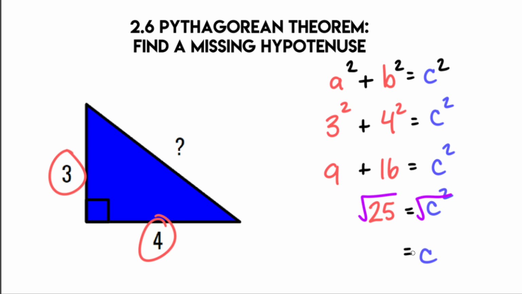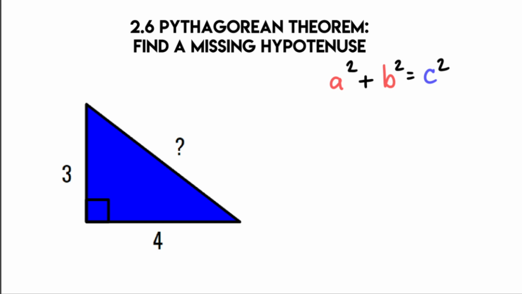It loses its square. And the square root of 25 is 5. And now we have our answer. C, our hypotenuse, is equal to 5. So this number is 5. Let's take a look at one more example.